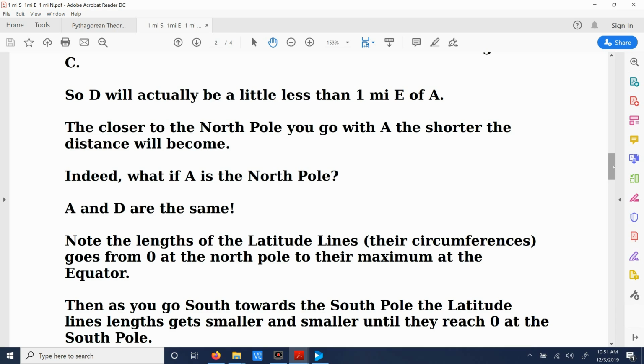And in fact, what happens if A is actually on the North Pole? You go a mile south, a mile east, a mile north, and what happens? Whoop, you end up right where you started. D and A are the same.